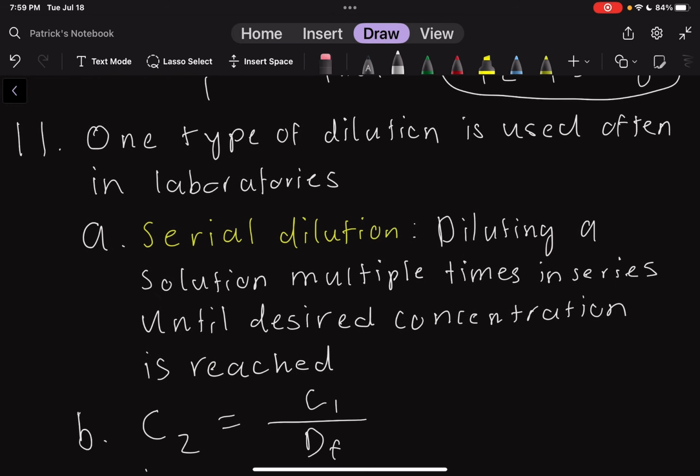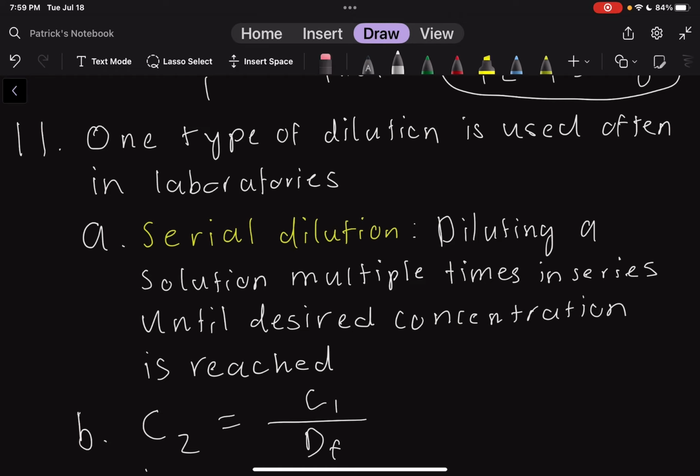Before we close, there is one more topic that's important to go over in regards to diluting a solution. In a laboratory environment, there's a particular type of dilution that is very often used, and is called a serial dilution. A serial dilution involves diluting a solution multiple times in series, which is where the name comes from, until a desired concentration is achieved.